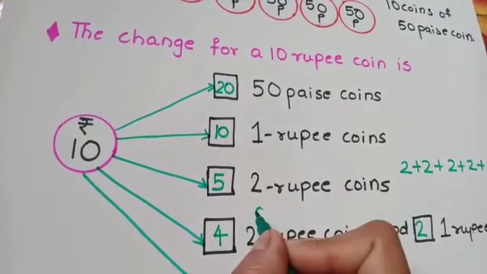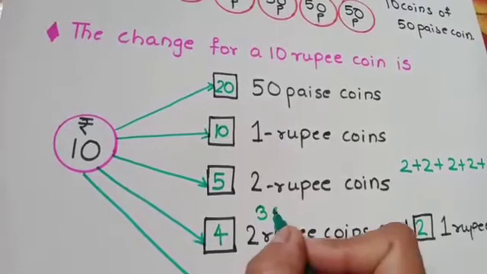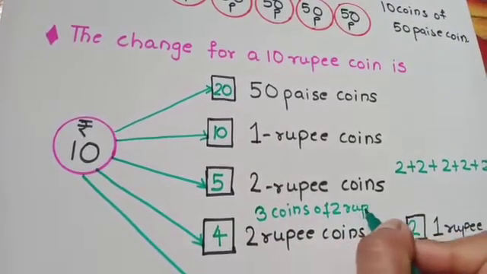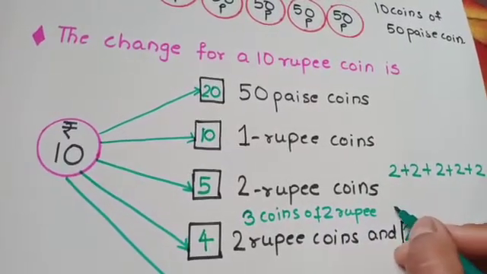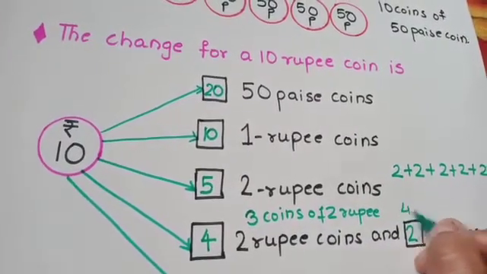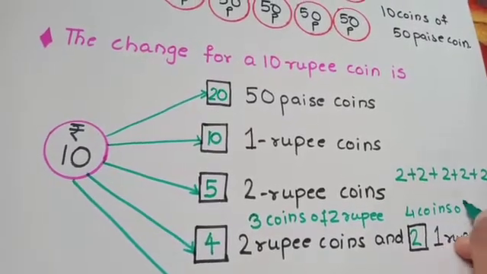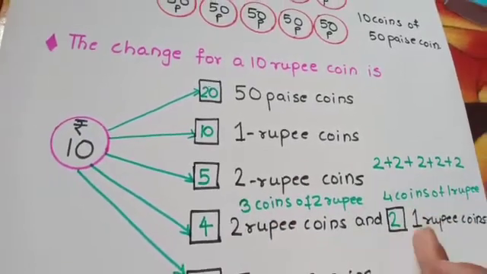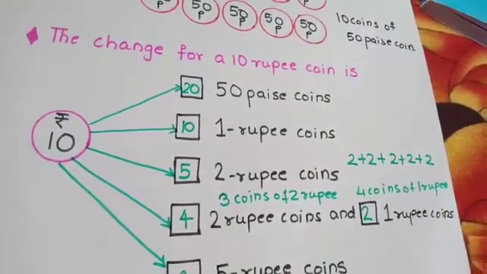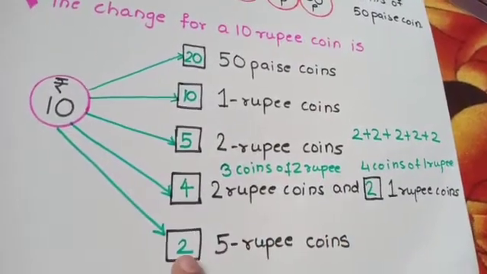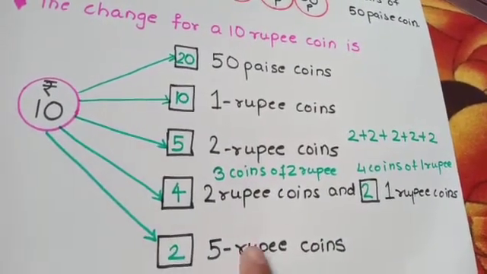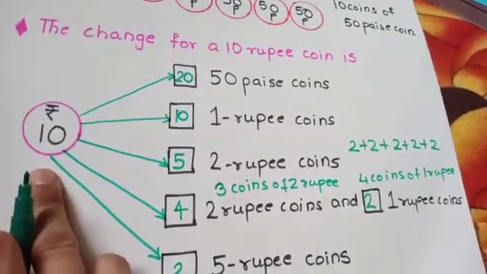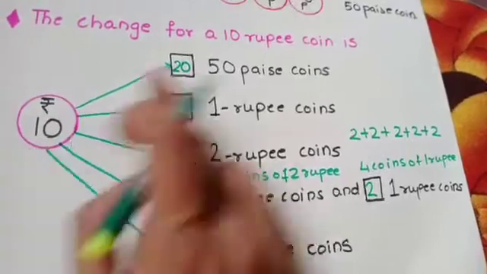We can also take 3 coins of 2 rupees and 4 coins of 1 rupee. This can be changed also. Or else 5 rupee coins, how many can we give? We can give 2 coins of 5 rupees. 5 plus 5 is equal to 10. So have you all understood here?